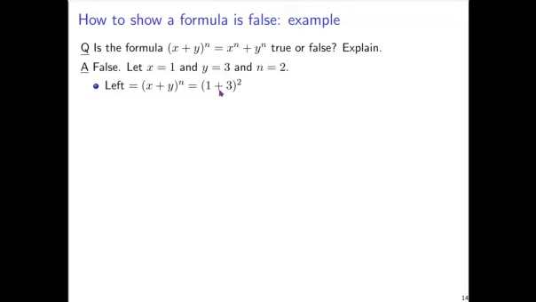And then take a look at this. Let's simplify 1 plus 3 in parentheses to the second power, following the order of operations, meaning we need to do the parentheses first. So 1 plus 3 simplifies to 4.